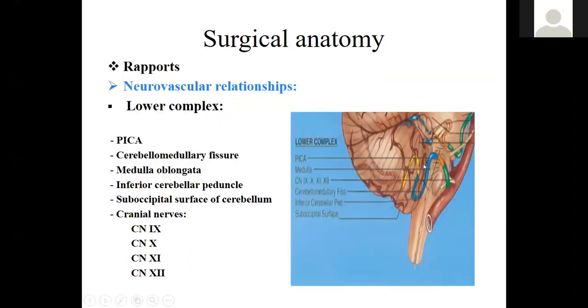The medulla oblongata is mostly related to the lower complex, which comprises the posterior inferior cerebellar artery, as we see here, that originates from the vertebral artery, the cerebellomedullary fissure, the fissure between the cerebellum and the medulla oblongata, the medulla oblongata itself, the inferior cerebellar peduncle, and the suboccipital surface of the cerebellum, and the cranial nerves: the glossopharyngeal nerve, the vagus nerve, and the accessory nerve as they originate from the retro-olivary sulcus, and then the hypoglossal nerve from the pre-olivary sulcus.